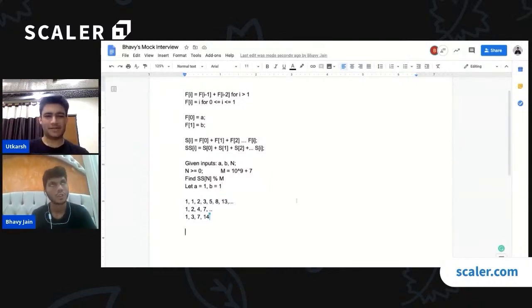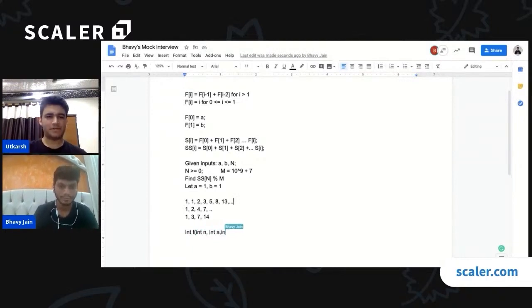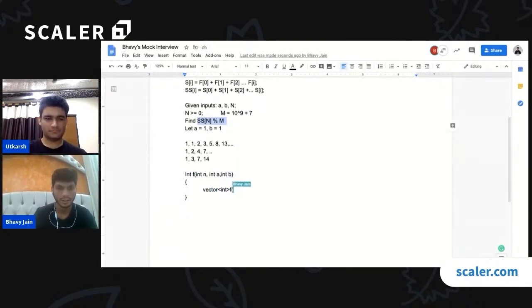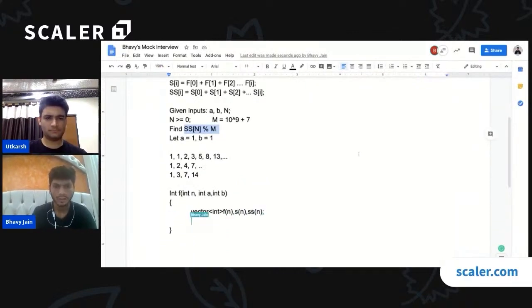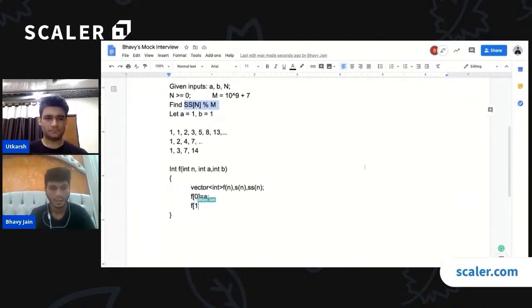Okay. So I'm assuming the bounds on n are like 10 to the power 5 or something. Let's start, and later on we will discuss the complexity part. So just assume you have a function in which you are given inputs N, A, and B, and we have to return SS of n modulo M. So let's make three arrays: vector int f of size n, s of size n, and ss of size n. We know that f of 0 is A, f of 1 is B.